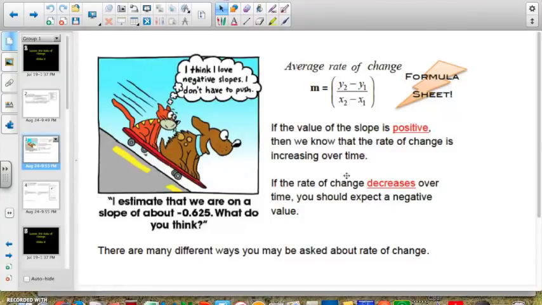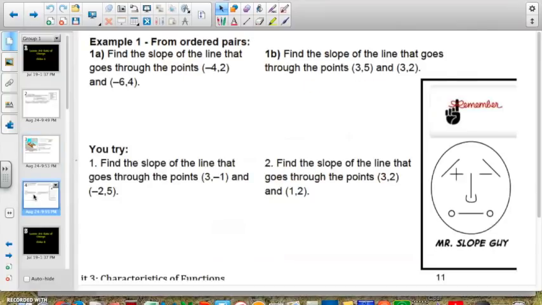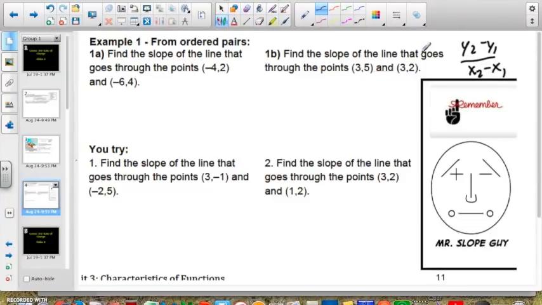Now we're going to look at several different ways in this lesson that you may be asked about rate of change. The first and most straightforward is just from ordered pairs. We're going to be given ordered pairs, and we're going to be asked to use that slope formula that's on our formula sheet to help us figure out what those are. If you flip back to your formula sheet or reference the notes above, you'll remember that the slope formula is y2 minus y1 over x2 minus x1. And what we're going to do is plug these points into our slope formula.